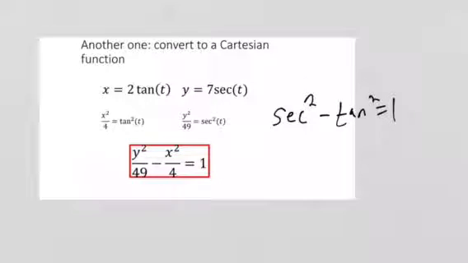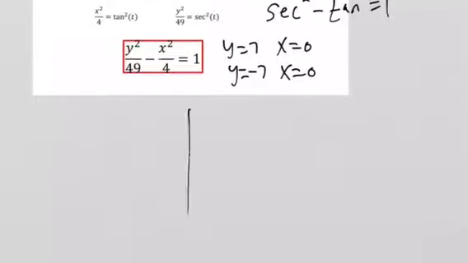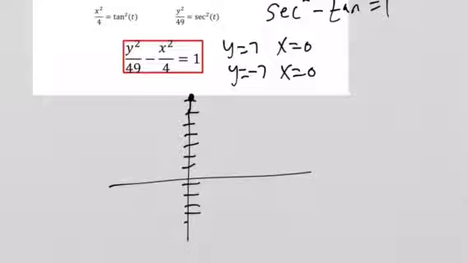Just like before, when y equals 7, x is going to have to be 0. When y equals negative 7, x is going to have to be 0. So here we go. 1, 2, 3, 4, 5, 6, 7. 1, 2, 3, 4, 5, 6, 7. There's our points at 0, 7 and 0, negative 7.